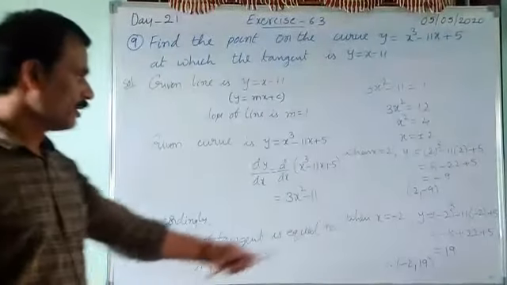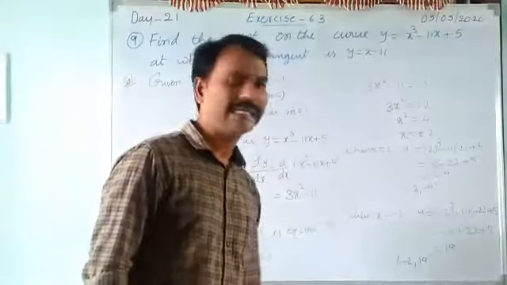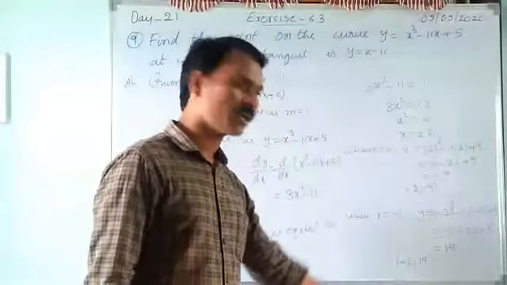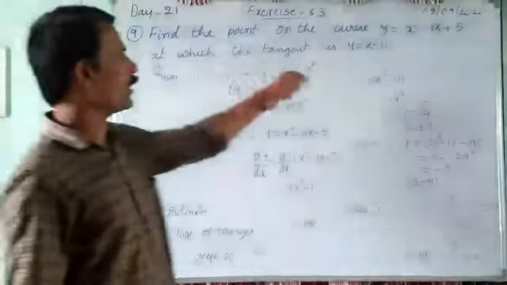And the second one is, when x equal to minus 2, substitute the minus 2 value. We'll get 19. Minus 2 comma 19. So finally what he asked, guys, is to find the point on the curve.